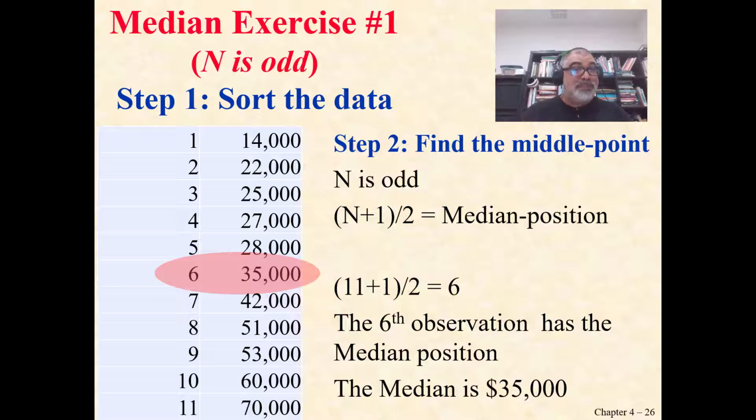And notice how that splits our distribution in half. Half the people make less. One person makes 14, one person makes 22, one person makes 25, one person makes 27, one person makes $28,000 a year. There's 5 people below the 6th observation, and there's 5 people above the 6th observation. If you give this score to somebody and you say 35,000, that's the median, I would say, oh, so half the people in the room are below 35,000, half the people are above 35,000. I'm good. I know what the data looks like.